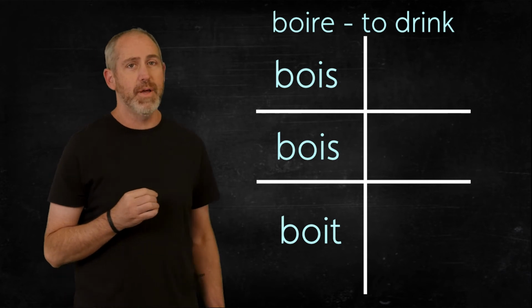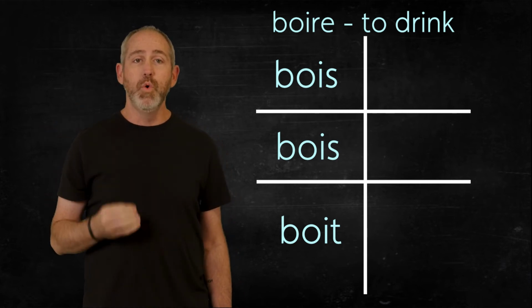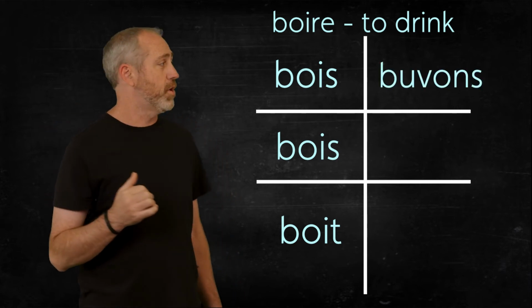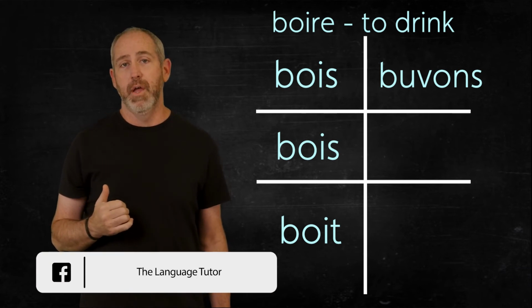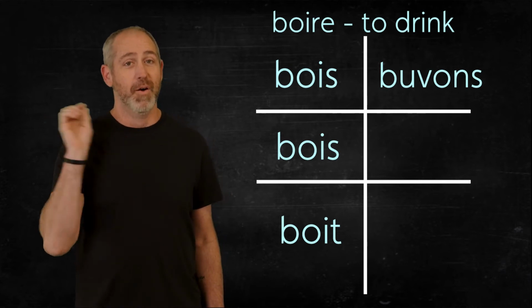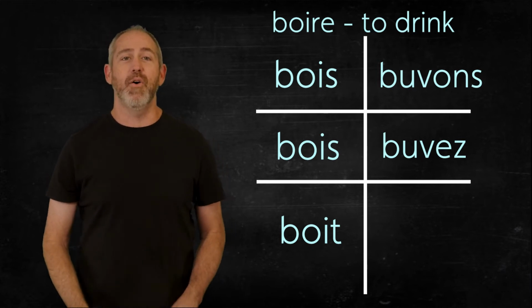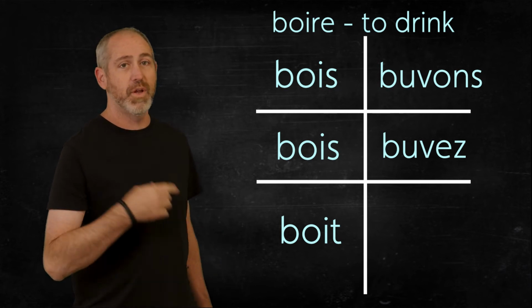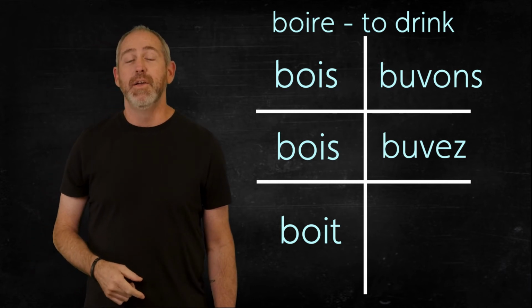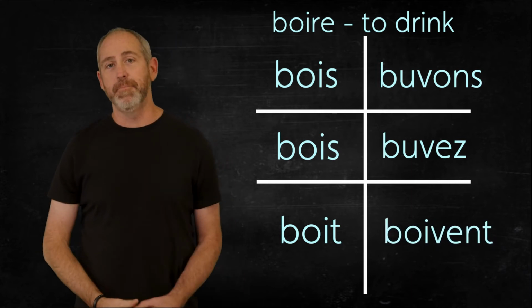And here's where we're going to change something. Up in the top right, we're not going to say B-O, we're going to use a B-U. So for we drink, it's going to be nous buvons. Buvons, B-U-V-O-N-S. So now that I've told you that, I bet you can guess the vous form underneath it. Buvez, right? Buvez, which is you drink, B-U instead of B-O. Okay, but now, bottom right, we're going to still stick with that B-O-I. So it's going to be ils and elles boivent, B-O-I-V-E-N-T, okay?